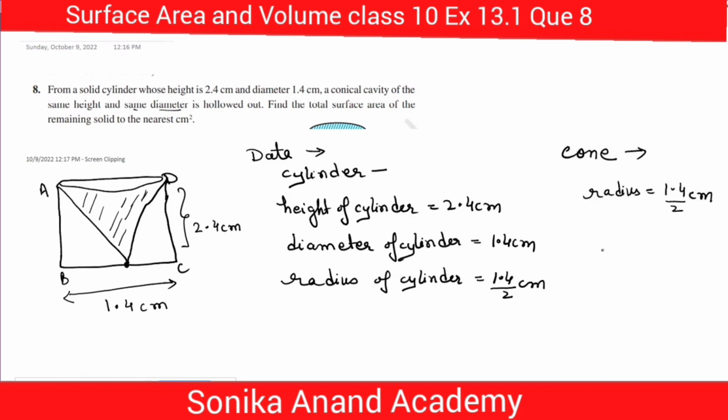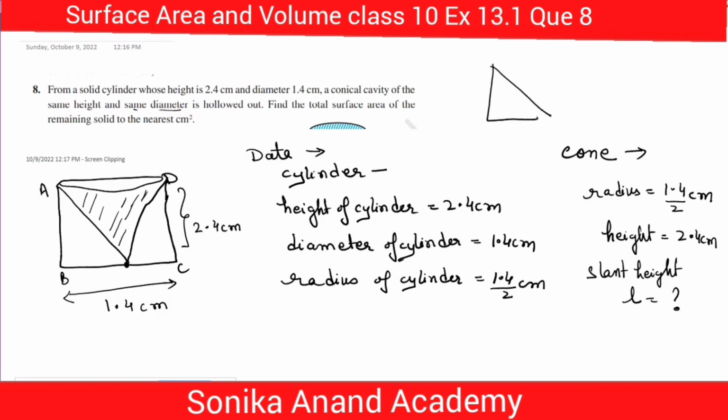Now for the curved surface area. Now height of the cone, it is again 2.4 centimeter. Now we have to find also slant height in case of cone, that is L, and we don't know. Now for the slant height, this is the radius, this is the height, and this is the slant height. Now radius I have 1.4 by 2 and height I have 2.4. Clear? And we have to find slant height.